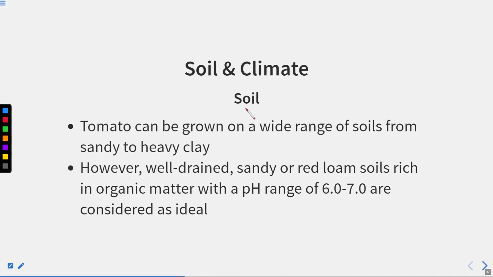Now, the type of soil that is required by the tomato. Tomato can be grown on a wide range of soil from sandy to heavy, so different types of soil. This particular plant can be grown from very sandy soil to heavy clayey soil. However, well-drained, sandy or red loam soils rich in organic matter with a pH of 6 to 7 are considered ideal.